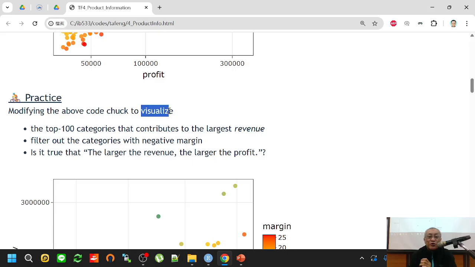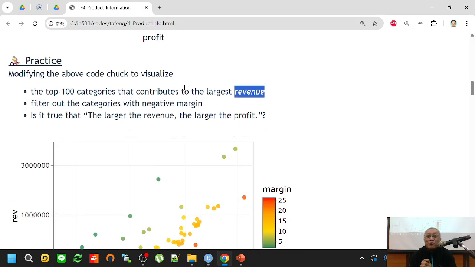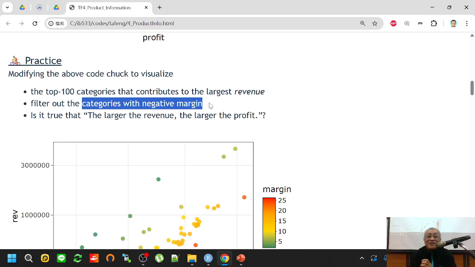I want to visualize the top 100 categories that contribute the largest revenue, right? Here is the largest profit, so you use top N profit. Right now you want to do the largest revenue, and I also want to filter out the categories with negative margin, okay?